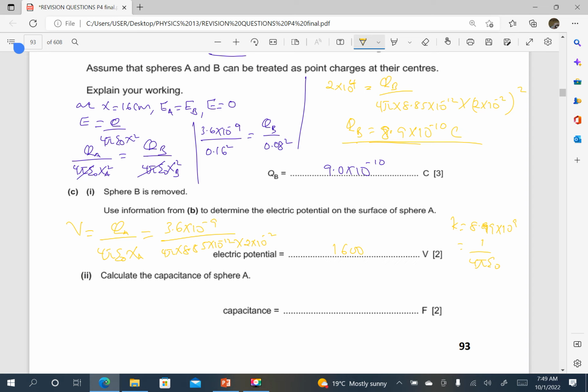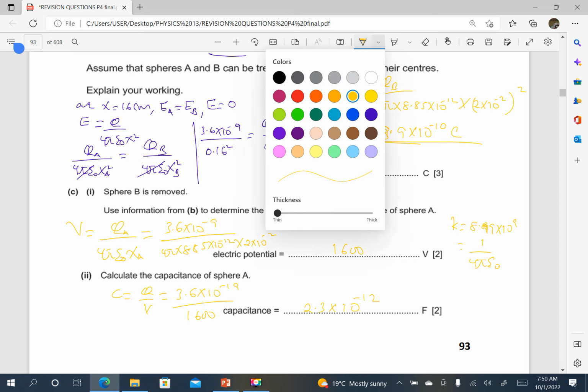Calculate the capacitance of a capacitor. By definition, capacitance is equal to charge over potential difference. So the charge is 3.6 times 10 power negative 19 divided by 1600. Pressing the calculator gives me 2.3 times 10 power negative 12 farads as the capacitance. Okay, I think I need to change the color.